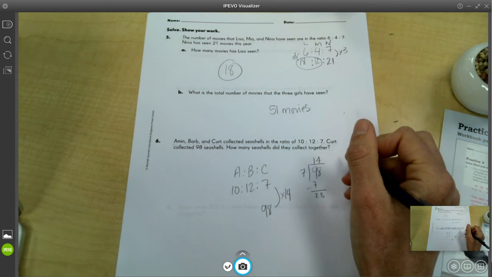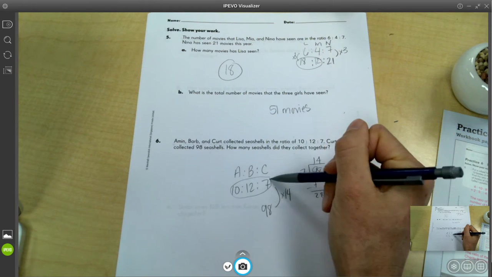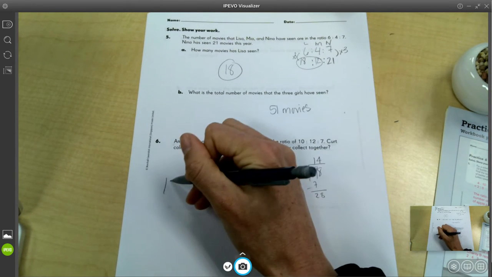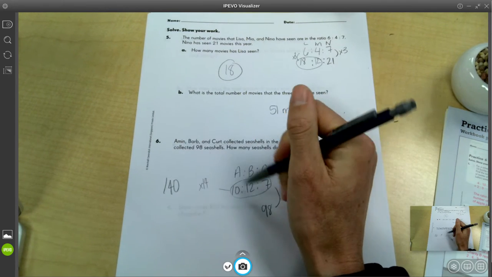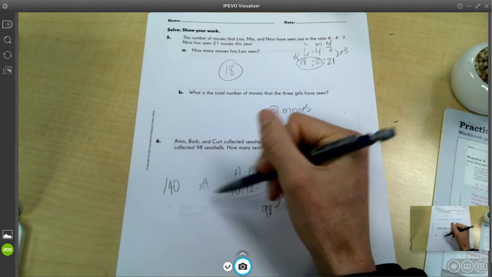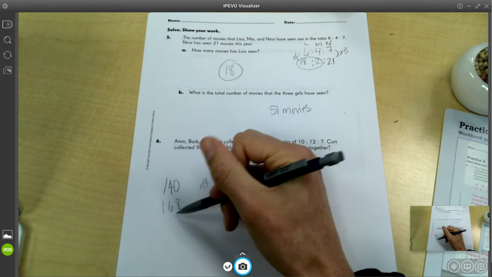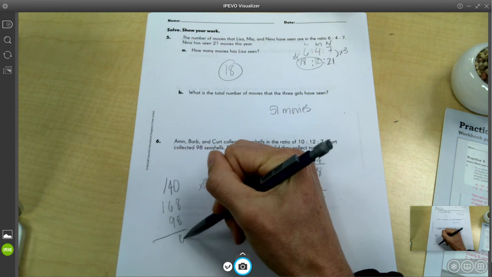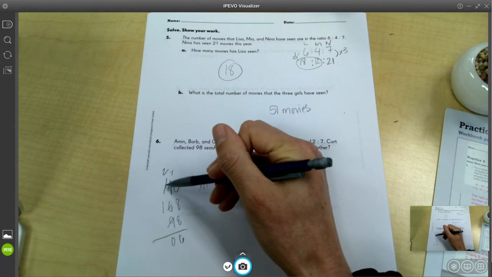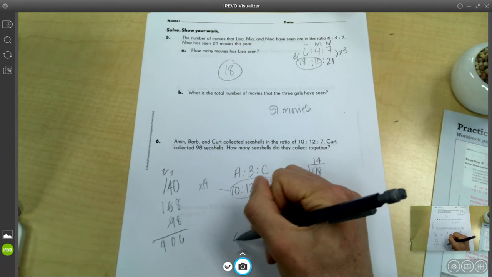Let's see if I can do this. I can add all the parts together and multiply that by 14. 10 times 14 is 140. I didn't do that right, did I? 12 times 14 is 140 plus 28, which is going to give me 168, plus my 98. 8 plus 8 is 16. This is 10. That's 20. 406. 406.